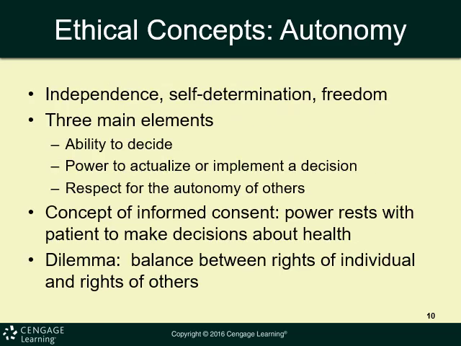Autonomy refers to independence, self-determination, or freedom. Respect for the individual and an expectation that an individual will make decisions in accordance with the individual's plan of choice are hallmarks of autonomy. There are three main elements that comprise autonomy, which include the ability to decide, the power to actualize or implement a decision, and a respect for the autonomy of others. Each of these elements must be present for autonomy to exist.